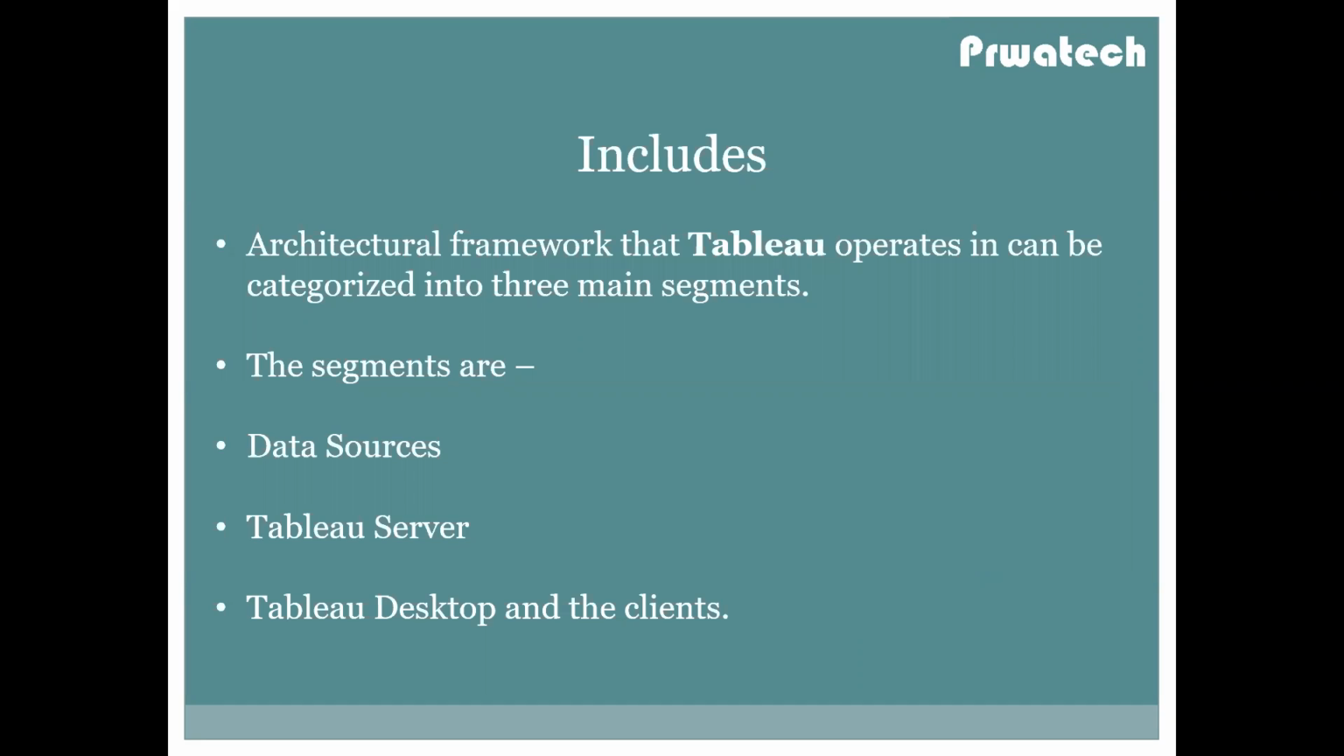Now, the architectural framework that Tableau operates in can be categorized into three main segments, like we have just seen: data sources, Tableau server, and then Tableau desktop and the clients. This concludes the session for today, covering the different types and the procedure. The segments are data sources, then from the data sources to the Tableau server, and from the Tableau server to the desktop and the clients. So that is the complete procedure of Tableau architecture.